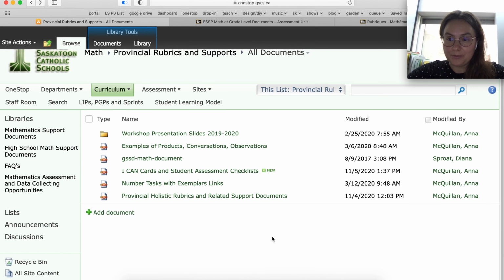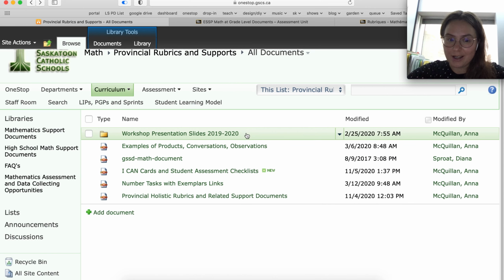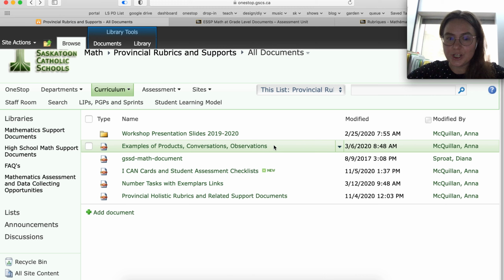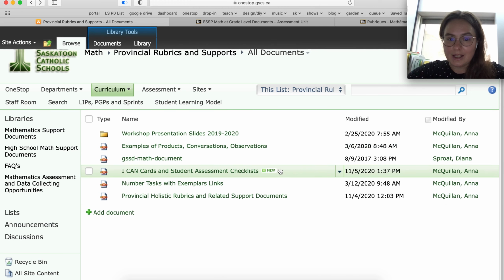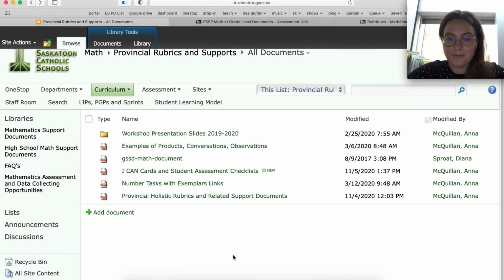So back here on the provincial rubric section of OneStop, you can check out the workshop slides from prior years, check out the examples of products, conversations, and observations. The I CAN cards and student assessment checklists are here. We've linked them specifically for grades 2, 5, and 8, but the other grades are available by clicking on teacher support documents inside each particular grade.